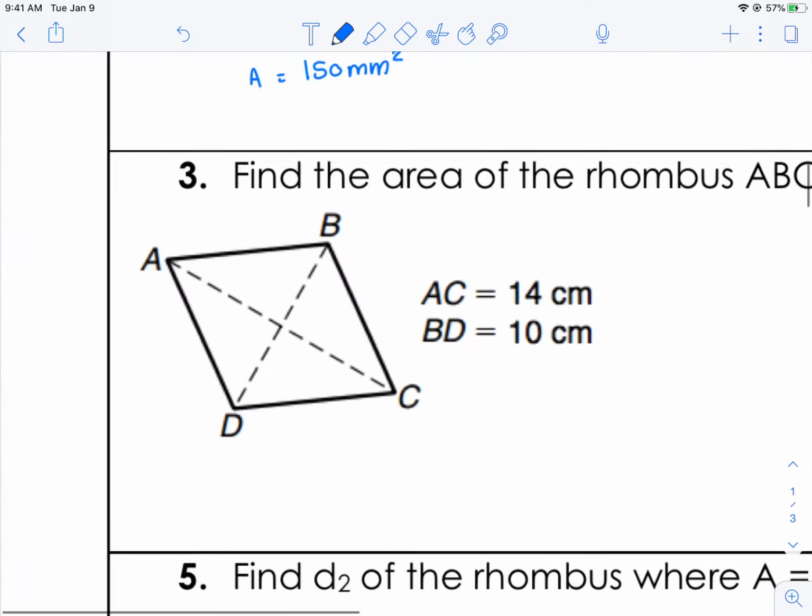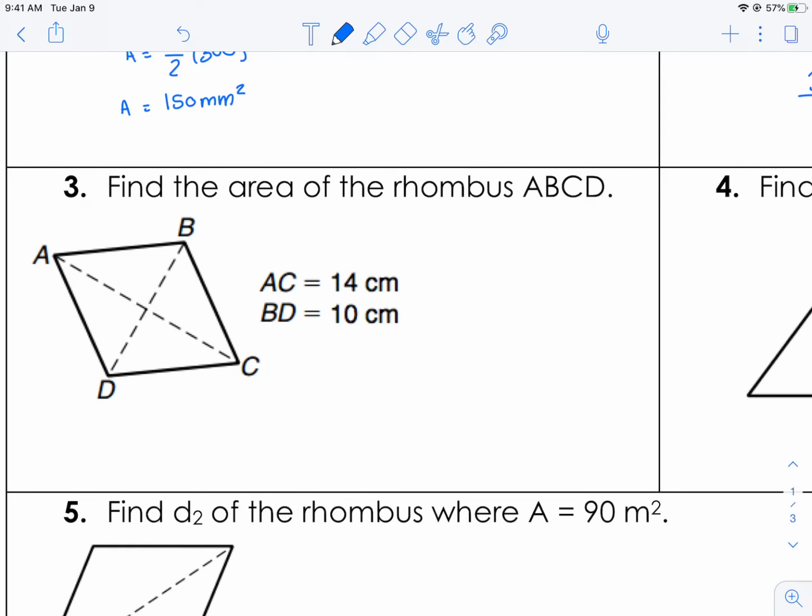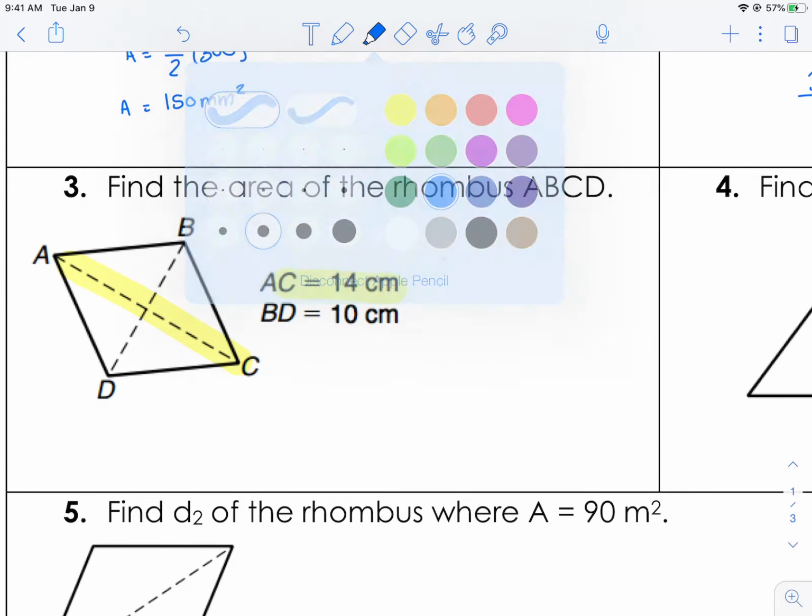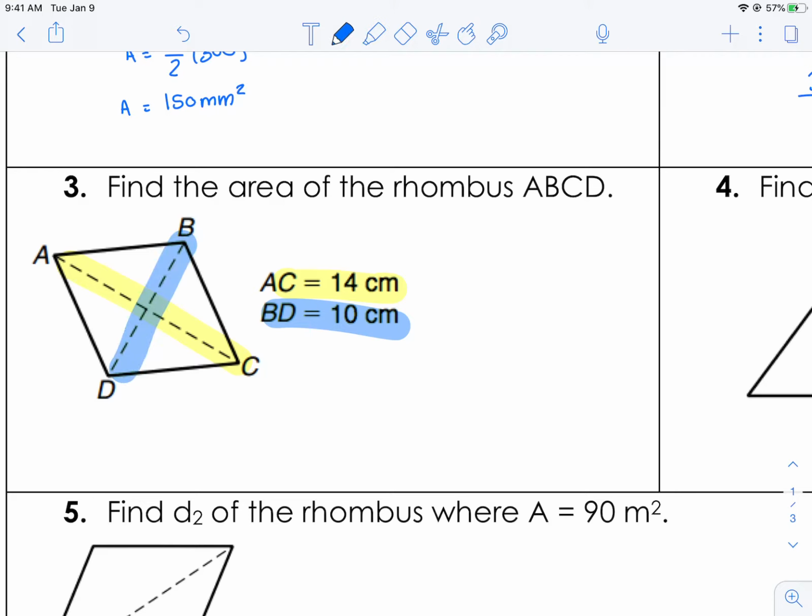Number 3. Find the area of the rhombus ABCD. AC is 14 and BD is 10. Those are both my diagonals. So area is equal to 1/2 times 14 times 10. That's 140, so 1/2 of 140 is 70. And since it's area, it's centimeters squared.